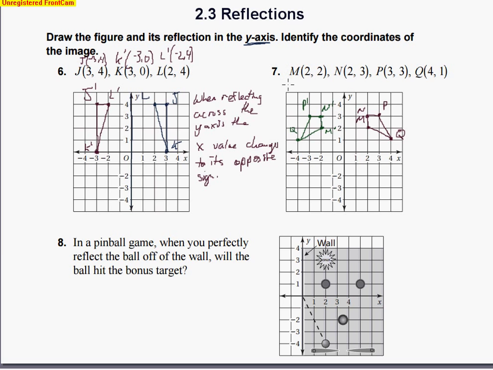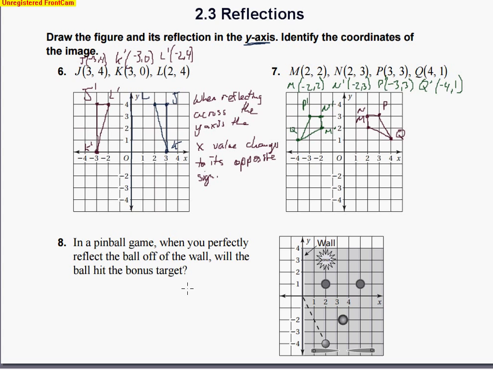So M, that is 2 to the left and 2 up. So you can see that does the same thing. The x value changes, y value stays the same. N prime, well, that's going to be -2, 3. P prime, well, that is 3 to the left and 3 up. And Q prime is 4 to the left and 1 up. So you can see it does the same thing. Y value stays the same, x value changes when we're reflecting across the y-axis.